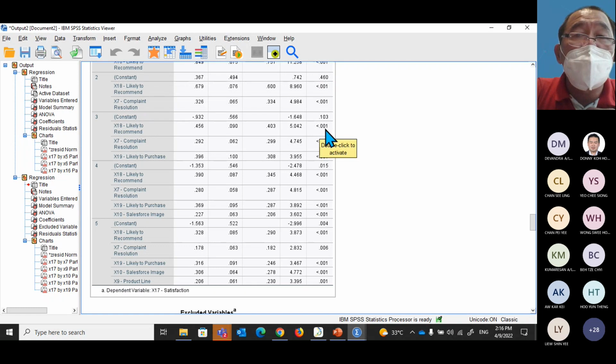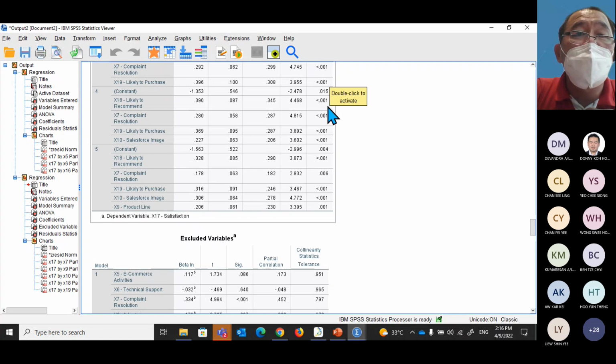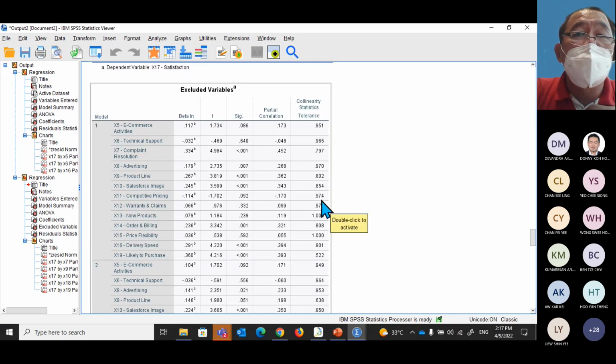So the third model, you've got 3 independent variables, all less than 0.005. Model 4 also the same thing. Number 5 also, they are all small, less than 0.005.